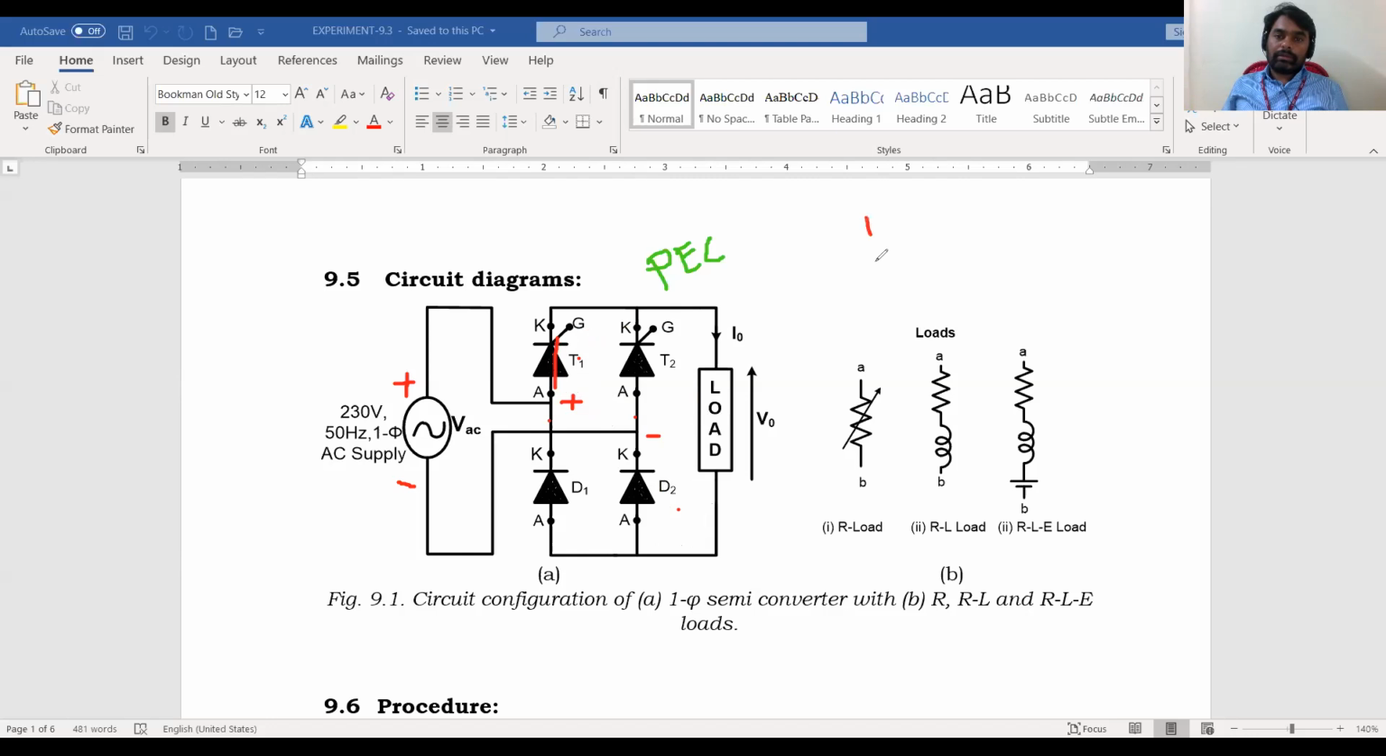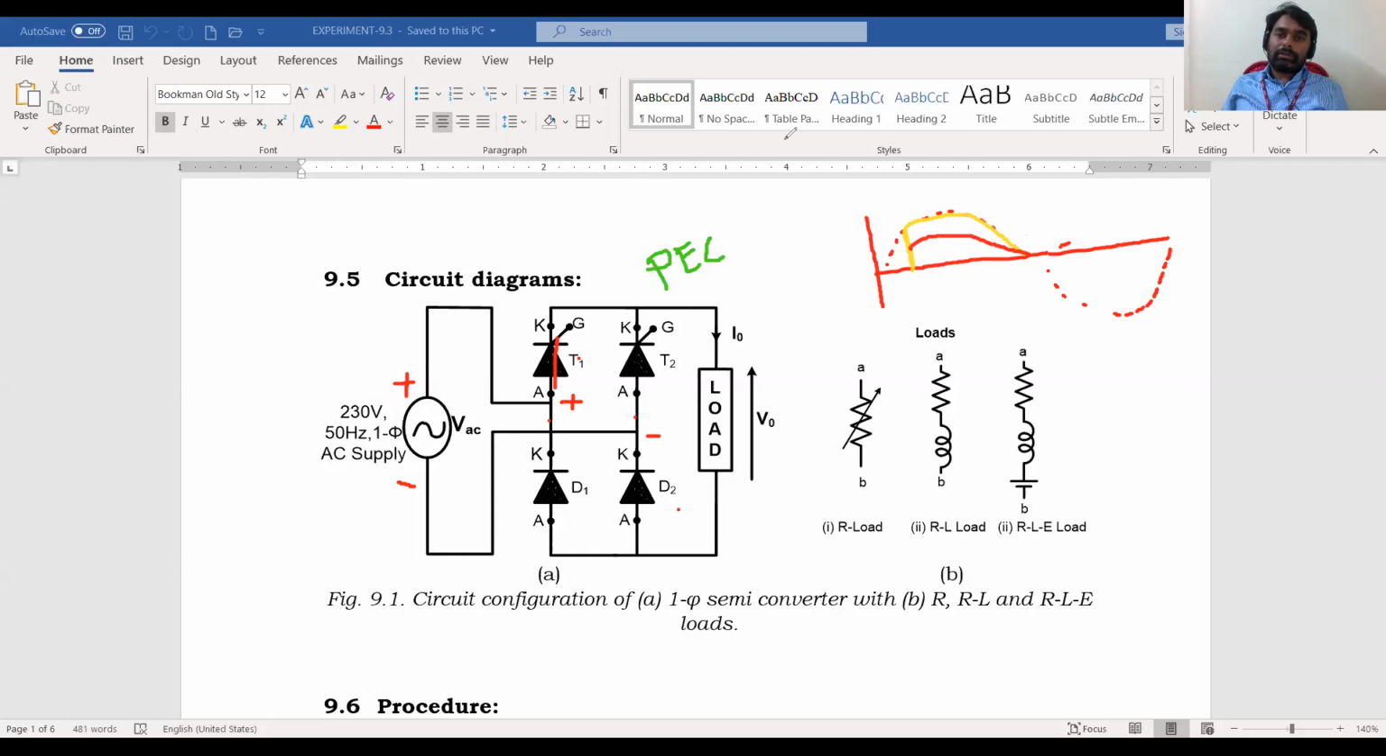The thyristor will conduct during the positive half cycle, and the diode will also conduct during the negative half cycle. Now if this is the input voltage waveform, and I trigger T1 at this particular point, both T1 and D2 will conduct and you will get some voltage like this. If the load is resistive, the current waveform and the voltage waveform will be in phase, like this.